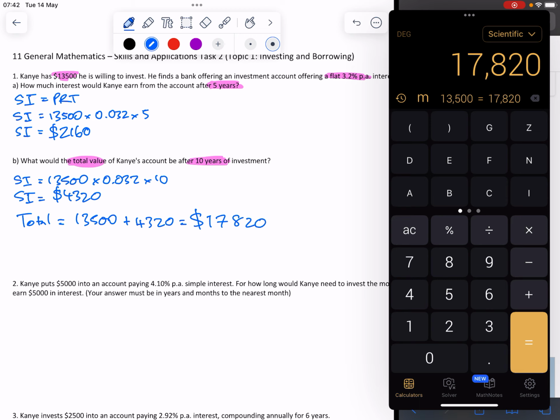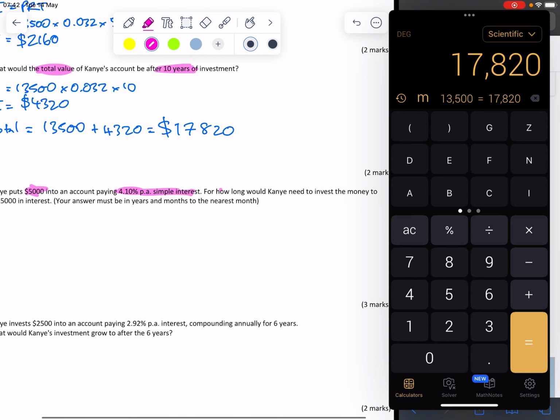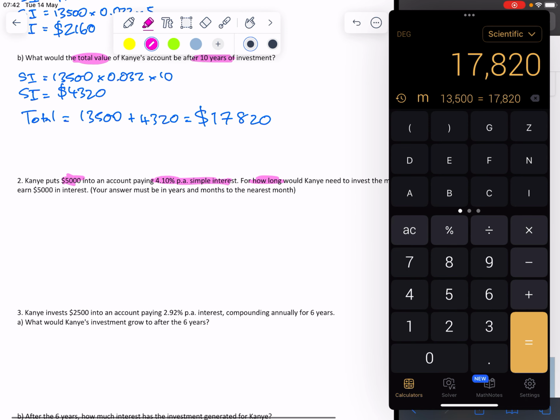Kanye puts $5,000 into an account paying 4.1% simple interest. For how long would he need to invest to earn $5,000 in interest? So we're finding T. The answer must be in years and months. It's a simple interest question, so we're using SI equals PRT. We are earning 5 grand in interest. The principal he put in was 5,000, so the amount of interest he wants to earn is the size of the principal, so that's going to take a while.